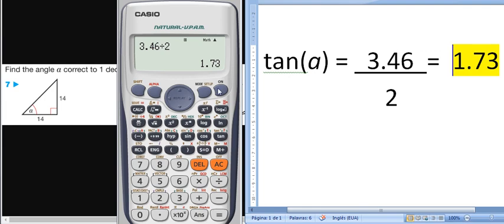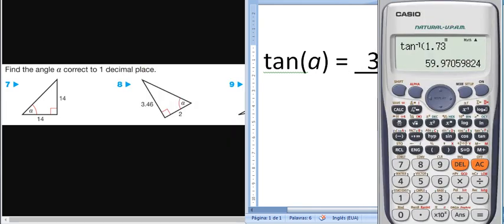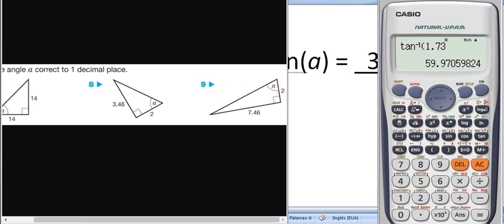So let's do it using your calculator. The inverse function of tangent of 1.73 is going to give you the answer of 59.97. As you can see, when we round it, the answer is going to be 60.0, rounded to 1 decimal place. You need to write 60.0 because the question is asking to round it to 1 decimal place. All right? And let's see the last one, number 9.